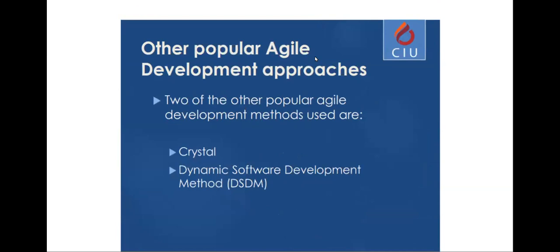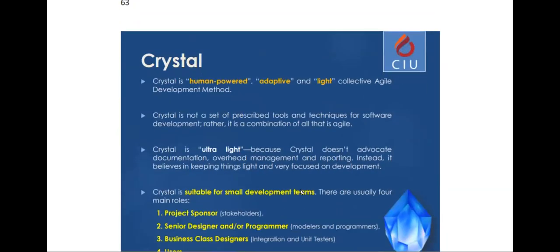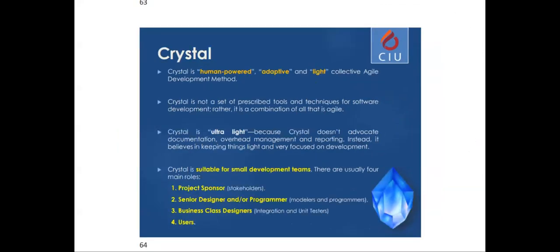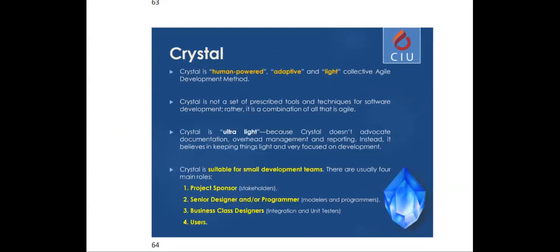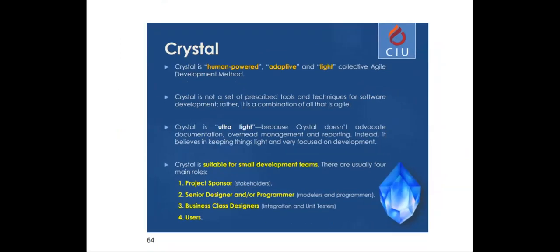Other popular approaches that we're going to follow up through agile development are Crystal and dynamic software development methods. Now, Crystal is the one that you apply in many different projects. You probably applied this, but you didn't know its name. It's a human powered, adaptive, light collective agile method. It's ultra light because it doesn't advocate documentation, overhead management, or reporting. Instead, it believes in keeping things light and very focused on development.